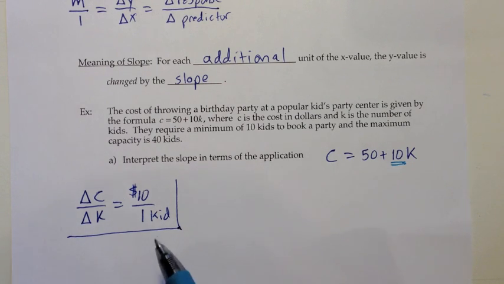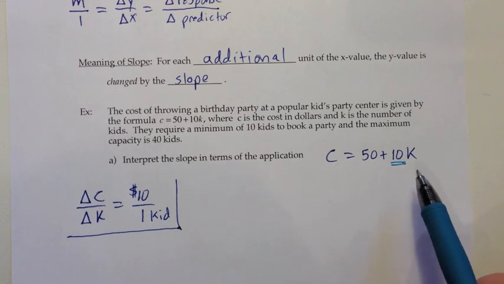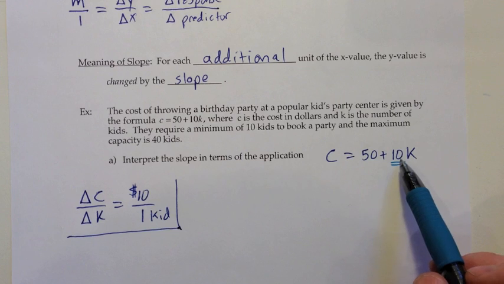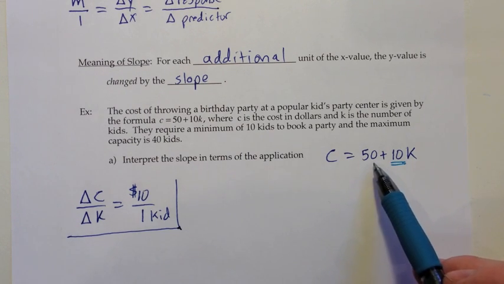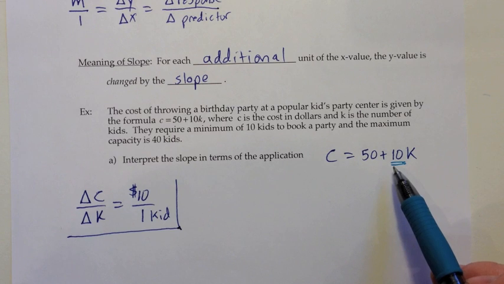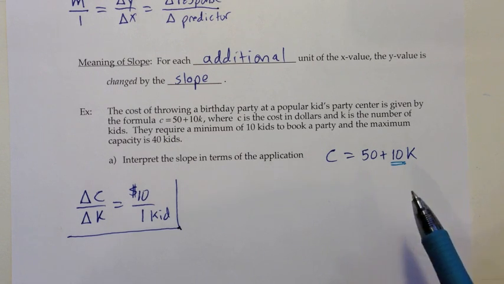But you want to be careful because the party doesn't actually cost $10 per kid. You can kind of see that by saying, what if 10 kids came to the party? The cost would be 10 times 10, which is 100, plus 50 is 150. And $150 for 10 kids sounds like $15 a kid, not $10 per kid.